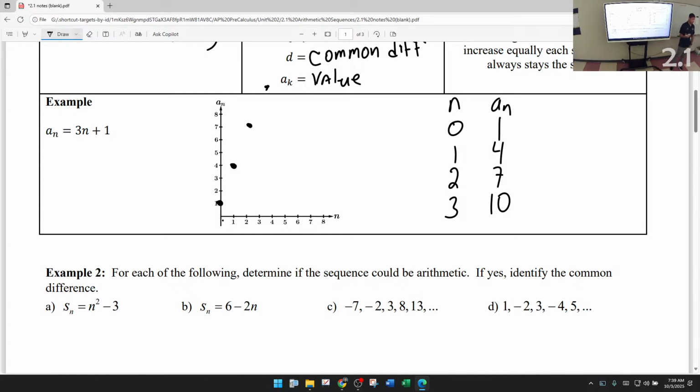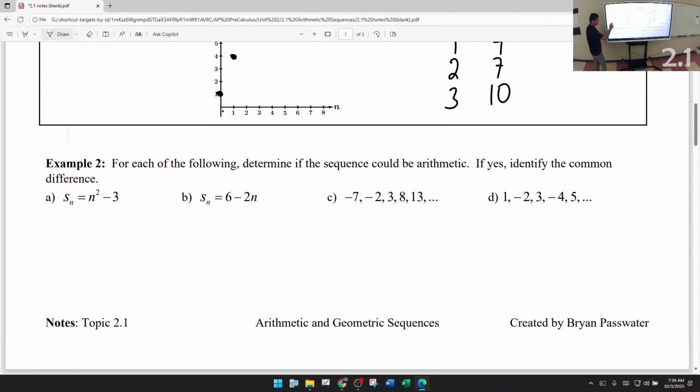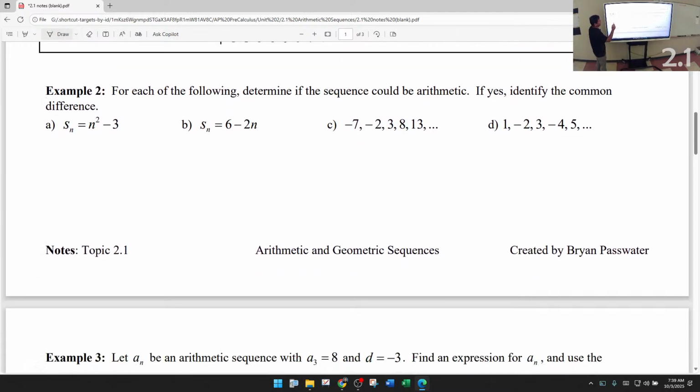So we did one of two things: we messed up or it's not arithmetic. Okay, good, beautiful. For each of the following, determine if the sequence could be arithmetic. If yes, identify the common difference. So plug in 0, plug in 1, plug in 2, and see if there are common differences.